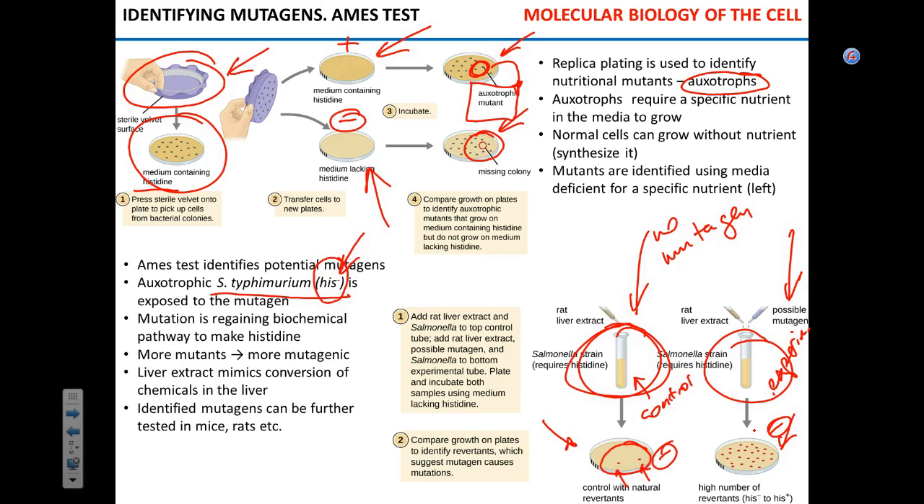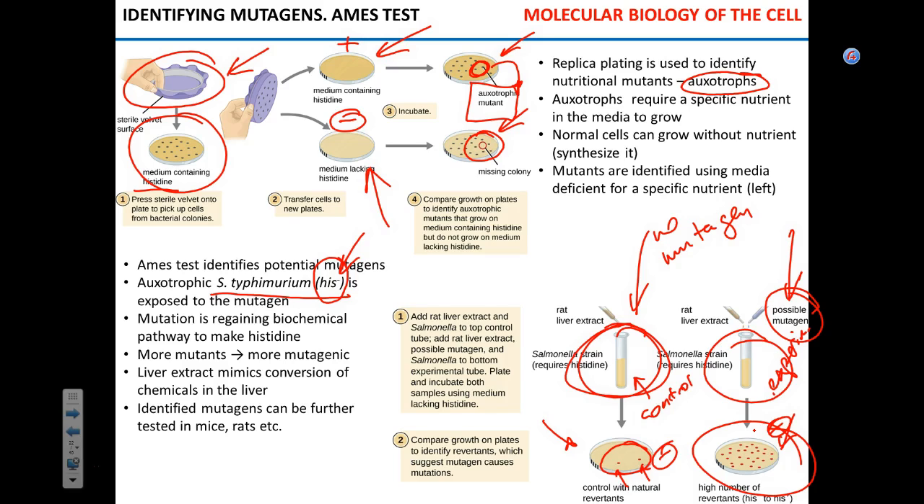Does that make sense? So if you see the difference, if you see a high number of revertants, then the chemical is mutagenic. If there is no change compared to control, it's not mutagenic. Does that make sense? Great.